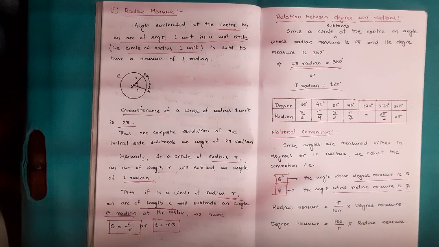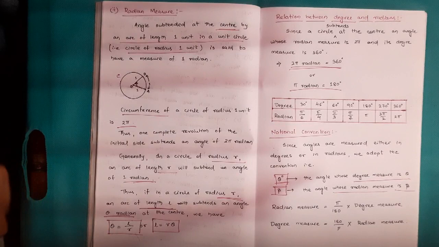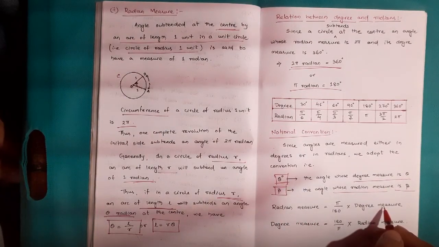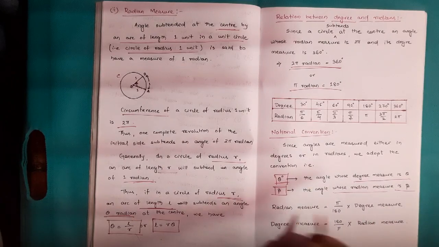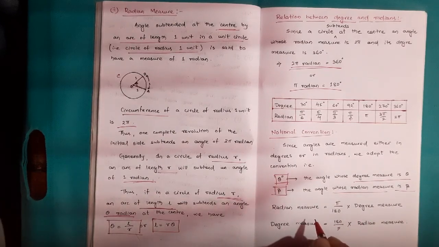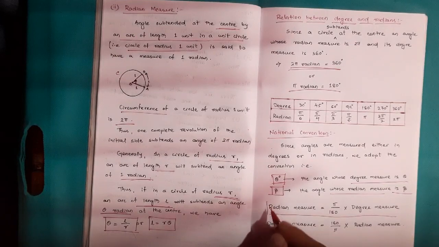Now how can we convert radian measure into degree measure and degree measure into radian measure? If we are given degree measure, we can convert it into radian measure by multiplying it by pi by 180. That is, radian measure equals pi by 180 times degree measure.